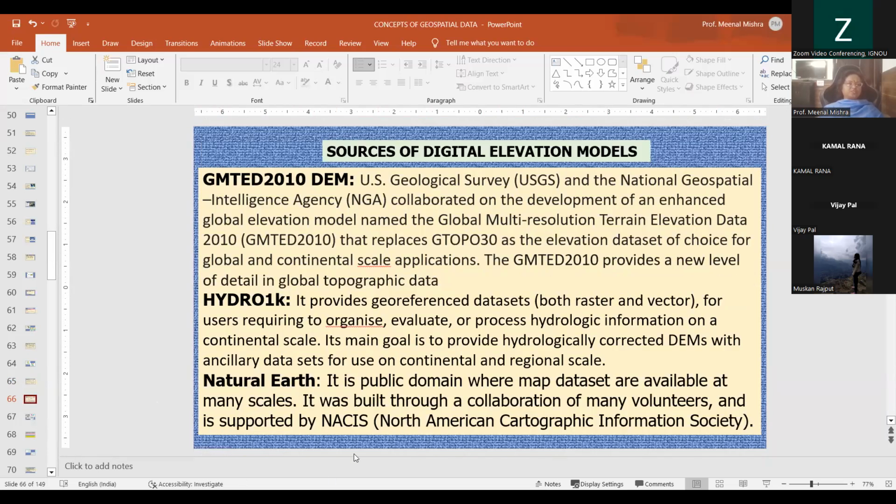These are other sources, and one of them is Natural Earth. This Natural Earth is public domain where map datasets are available at many scales, and it is supported by the North American Cartographic Information Society.